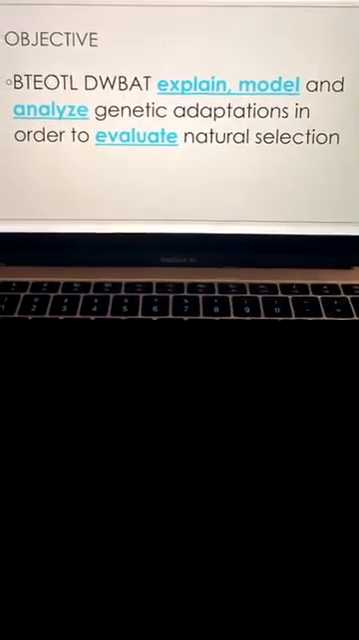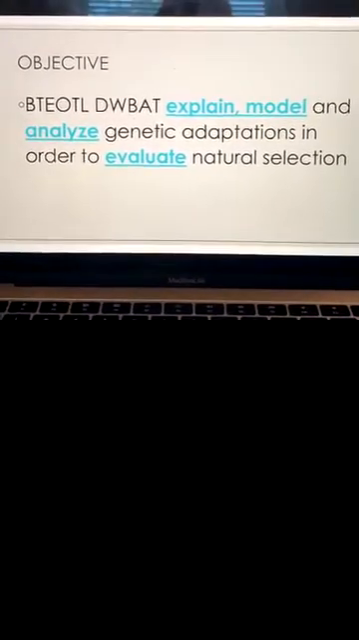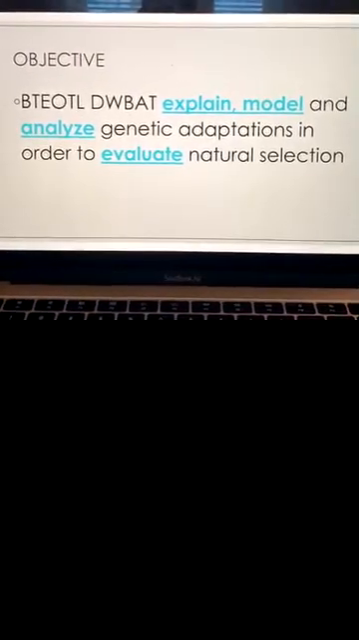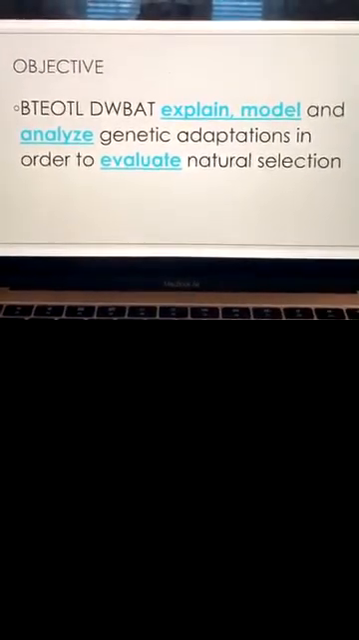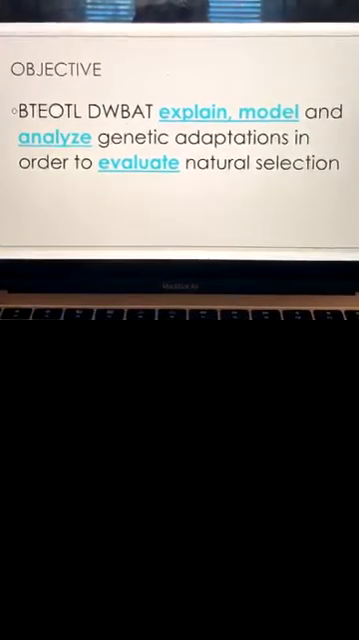All right. Can you read the objective to us, please, and get us started for today? By the end of the lesson, doctors will be able to explain, model, and analyze genetic adaptation in order to evaluate natural selections.